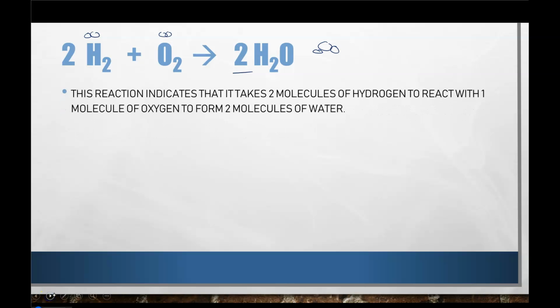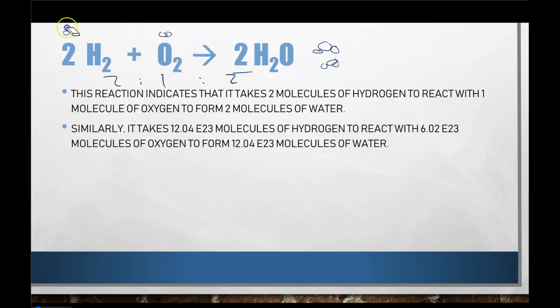So it indicates that it takes two molecules of hydrogen to react with one molecule of oxygen to form two molecules of water, because matter cannot be created or destroyed. So if we could look at it and actually count, that's how they react, in a 2 to 1 to 2 ratio.